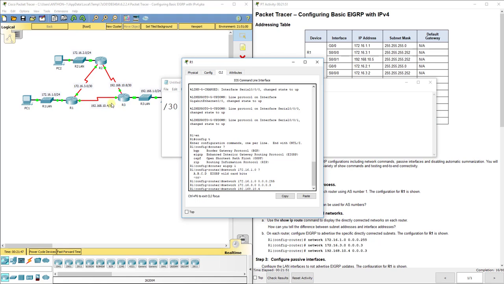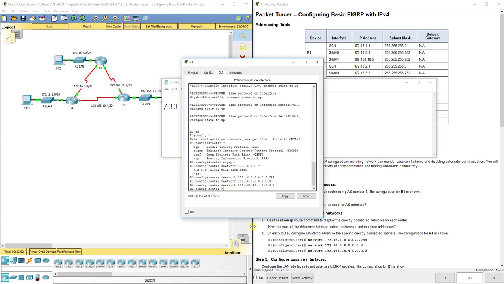Now, this one's also a slash 30, so I can assume that that's going to be the same wildcard, 0.0.0.3, because the slash 30 is 255.255.255.252. No matter how many times you rewrite it, it's the exact same, okay? Now, that configures my network sharing. R1's going to send that out.